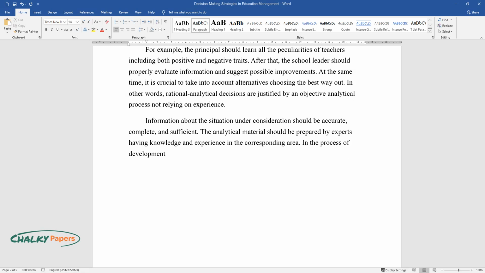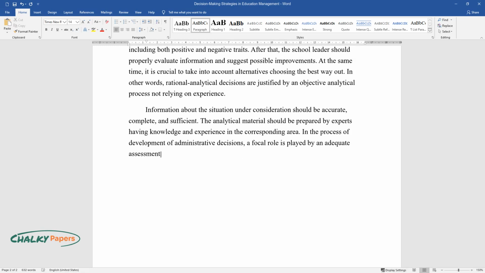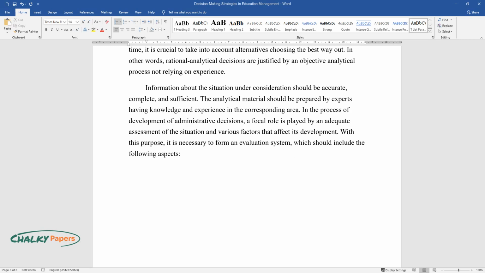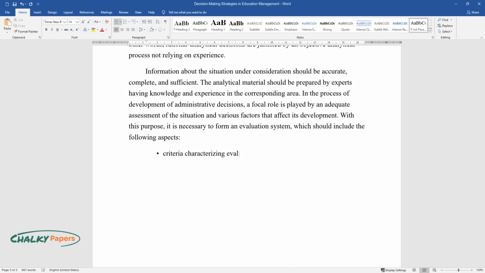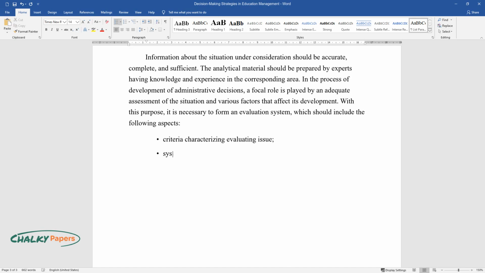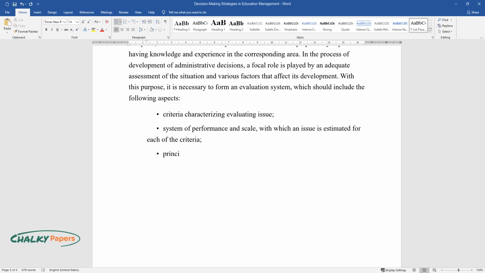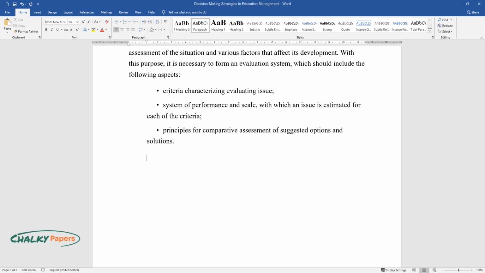In the process of development of administrative decisions, a focal role is played by an adequate assessment of the situation and various factors that affect its development. With this purpose, it is necessary to form an evaluation system, which should include the following aspects. Criteria characterizing evaluating issue. System of performance and scale, with which an issue is estimated for each of the criteria. Principles for comparative assessment of suggested options and solutions.